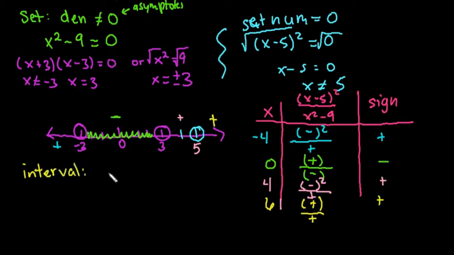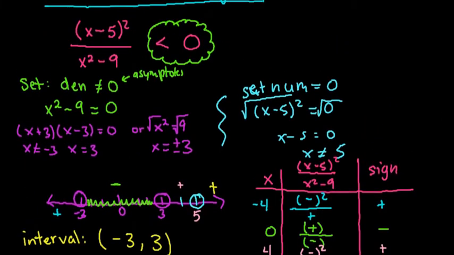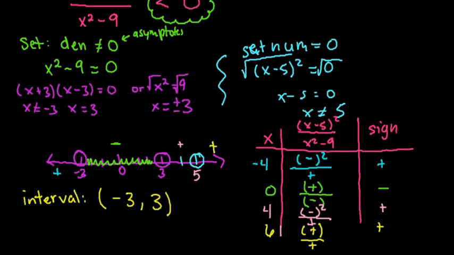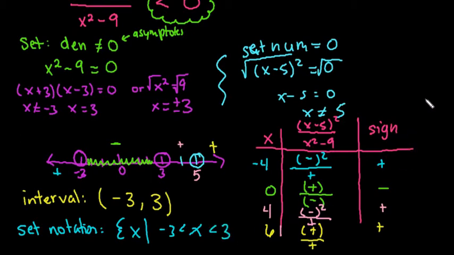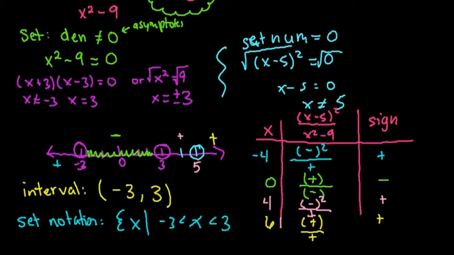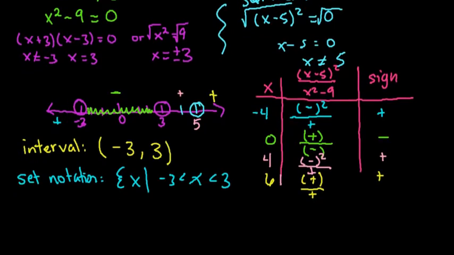If you're writing this in interval notation, it would go from -3 to 3 as my first answer, and it does not include the endpoints because we are only looking for values that are less than 0. If it was less than or equal to, we would put a bracket around both of those. In set notation, we would just use x such that x is greater than -3 but less than 3. So it's in between -3 and 3, but it does not include those values.